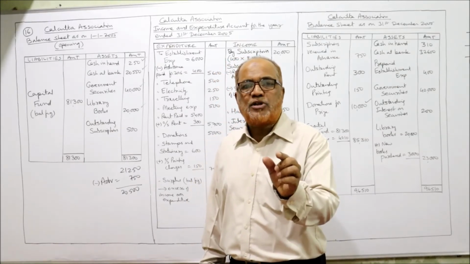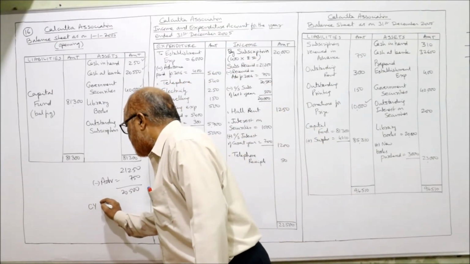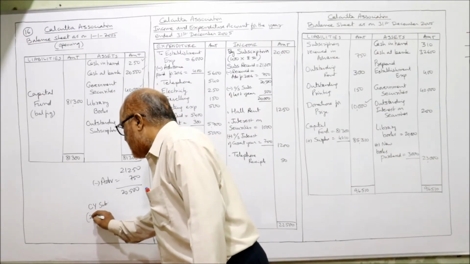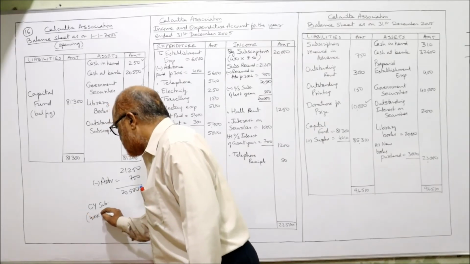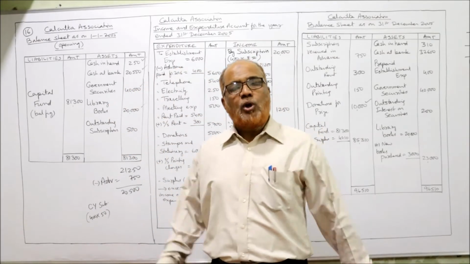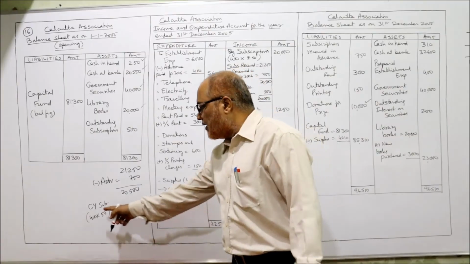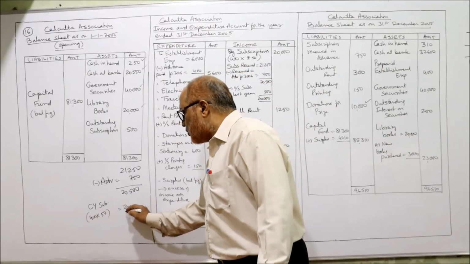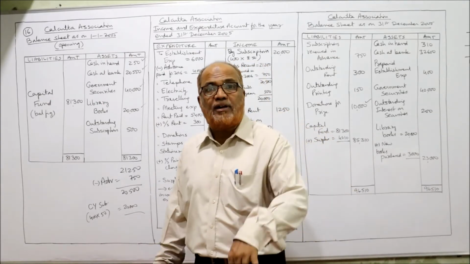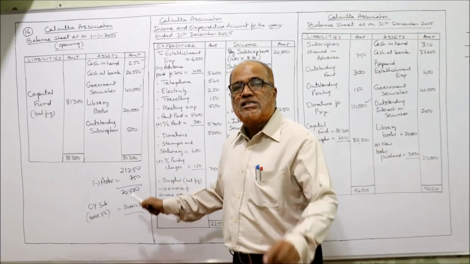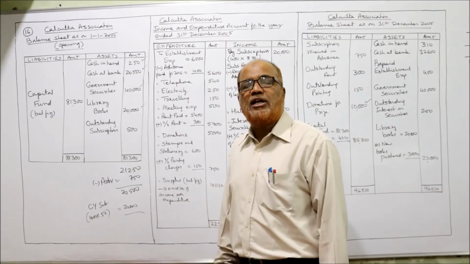One year subscription comes to 20,000. Current year subscription is 400 members into 50 rupees each. What is given in the problem? Totally 400 members are there, and each member has to pay a subscription of 50 rupees. So 400 into 50, you will get 20,000. So actually 20,000 rupees should be received. But here it is showing 20,500, because out of 21,250, 750 was received in advance. If you deduct 750, you get 20,500.